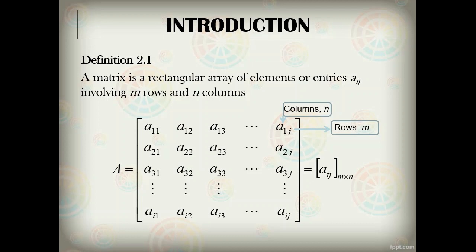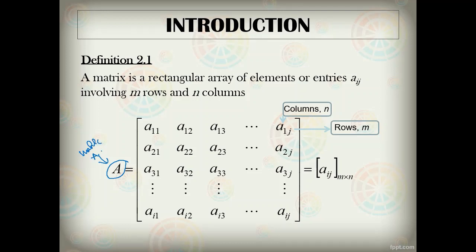So first question, what is a matrix? A matrix is a rectangular array of elements or entries, Aij, involving m rows and n columns. We denote matrix A by using a capital letter. For example, here we have capital letter A. So this is matrix A.